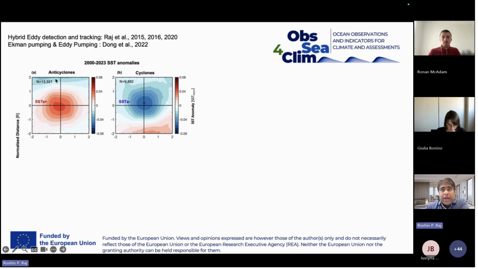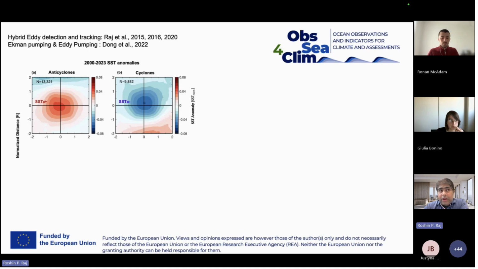Usually anticyclonic eddies are warm core and cyclonic eddies are cold core. That is what we are seeing here in this figure. We have a warm core eddy and a cold core eddy. So we expect the warm core eddies to act as a major triggering mechanism for the marine heat wave events. But this is not always the case.